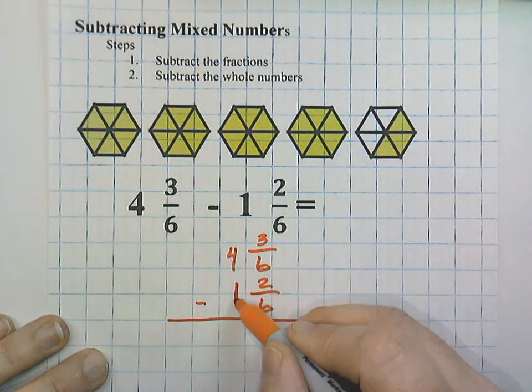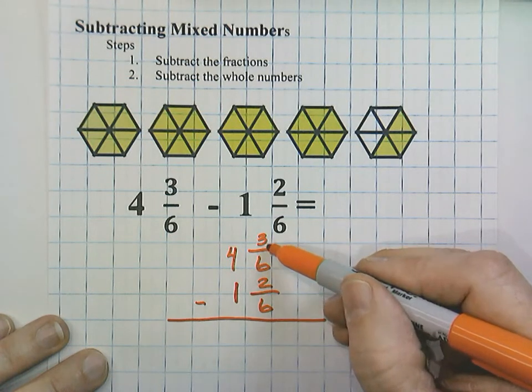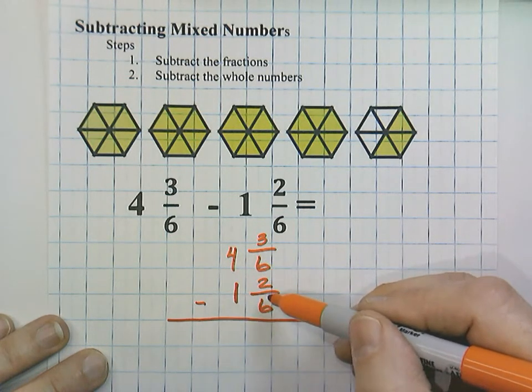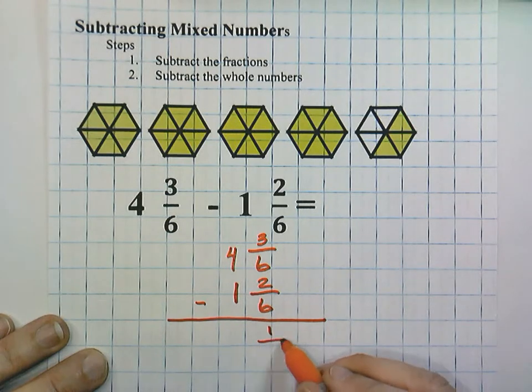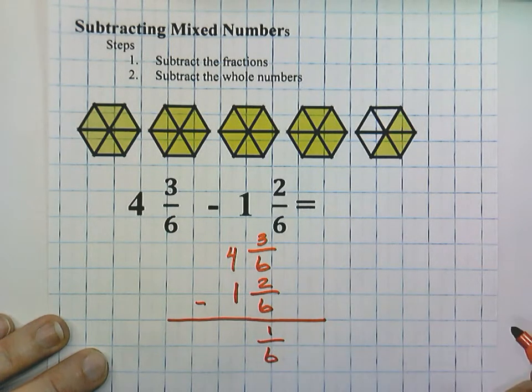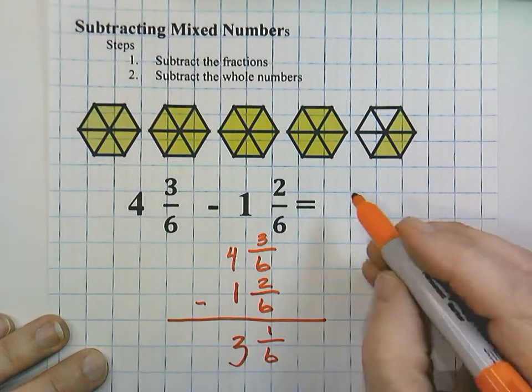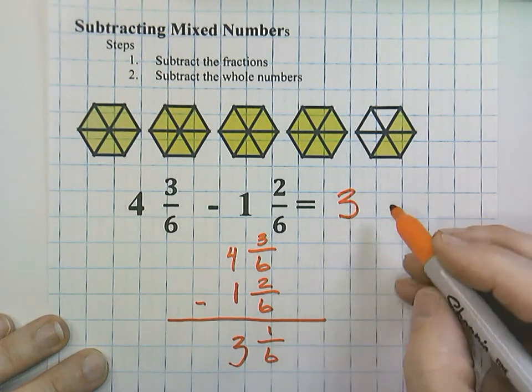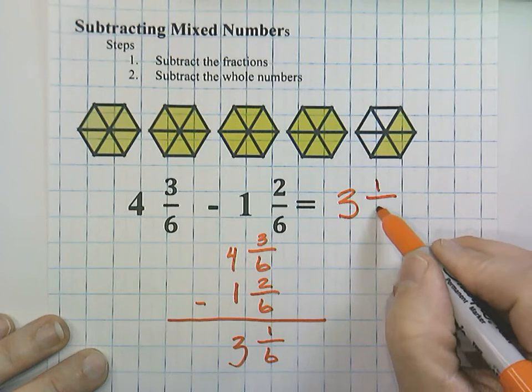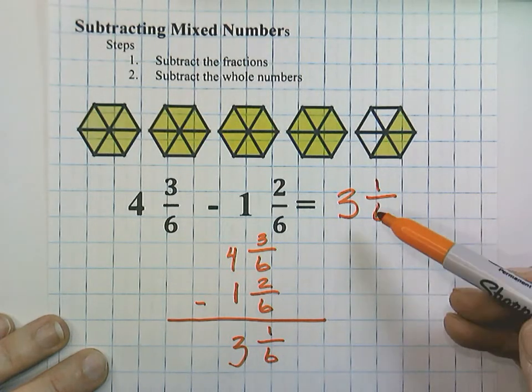Our fractions, 3/6 minus 2/6 would be 1/6, and then 4 minus 1 would be 3. So our answer would be 3 and 1/6. I could show this with our models.